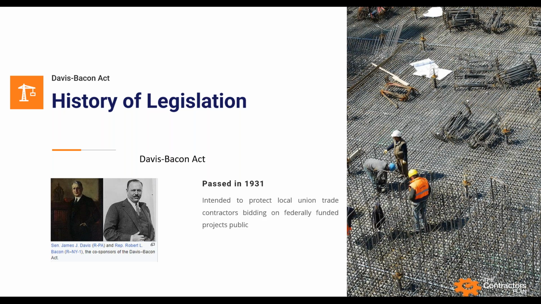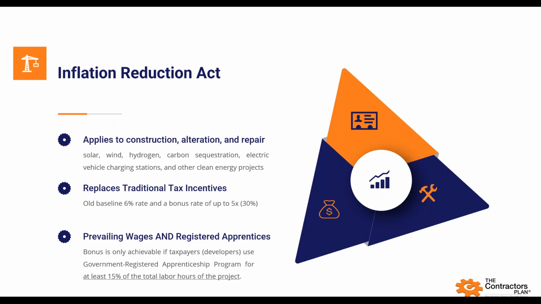Today, approximately half of the states have little Davis-Bacon laws, or state prevailing wage laws, that apply at the state level for state-funded projects. A couple of reasons why this is a real opportunity: the federal government is just spending boatloads of money today. One of the major pieces of legislation was the Inflation Reduction Act, and especially if you're in the electrical industry, there are tremendous opportunities.